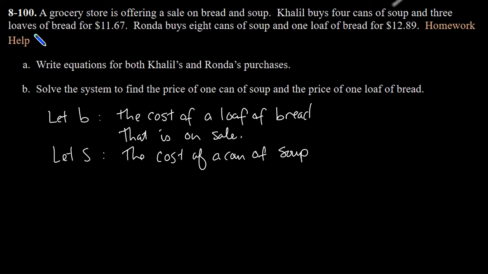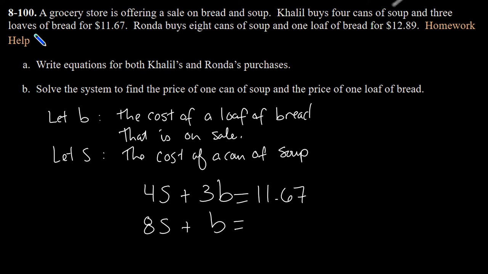So if I say that B is the cost of a loaf of bread that's on sale, and S is the cost of a can of soup that's on sale, then this has to be true. The first person bought 4 cans of soup, so that would look like 4 times S, plus 3 times B for the loaves of bread, and they spent $11.67. The other person bought 8 cans of the soup and just 1 loaf of the bread, and they spent $12.89. So solve the system.